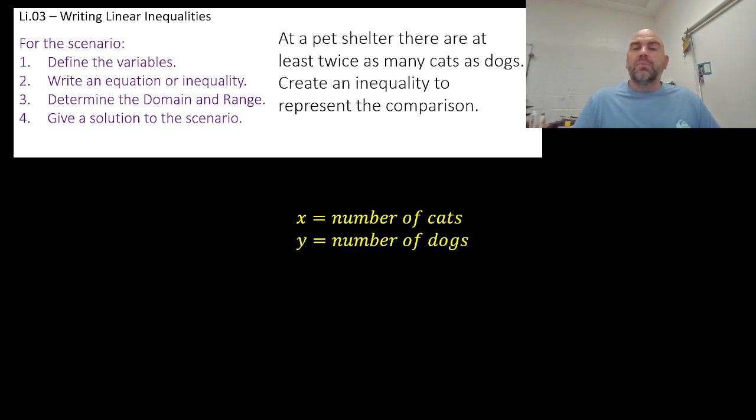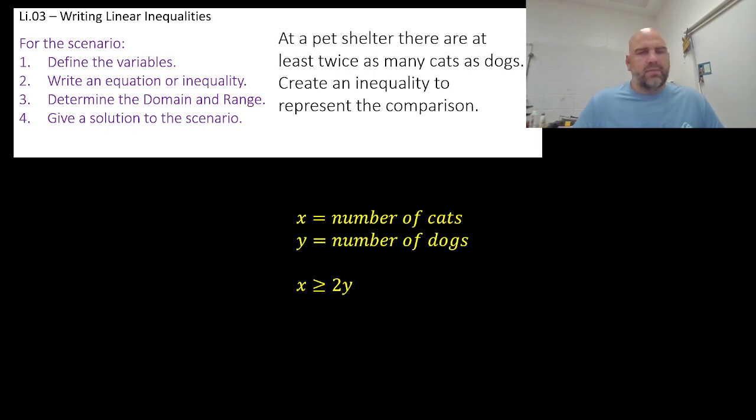Now, we need to compare the two of them. We know that for every one dog, there has to be at least two cats. One dog has to be at least two cats. Could be more, but for every dog, there has to be at least two cats. So when we write this out, this is what it's going to look like.